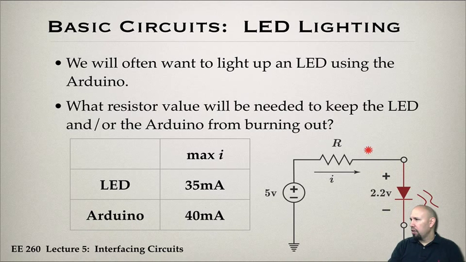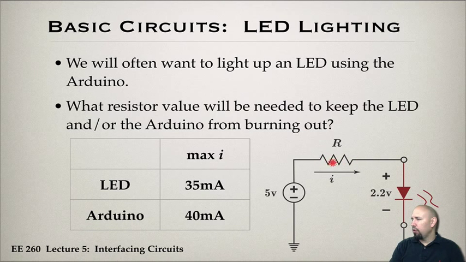So we need something that's going to take, because of the fact that in the loop I need to have 0 voltage. So if I have 5 volts here and 2.2 volts here, that means I'm going to have some voltage across here, which is in this case 2.8 volts. So that resistor is also going to limit the current.